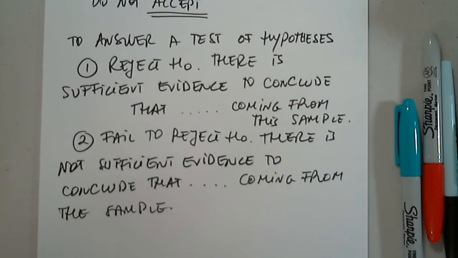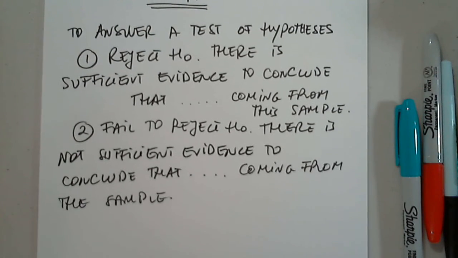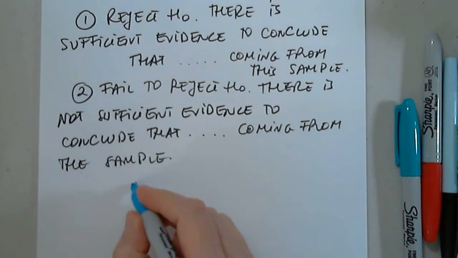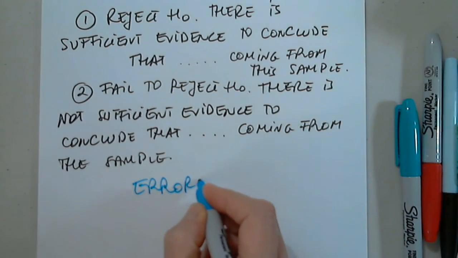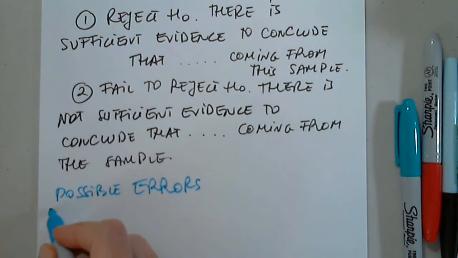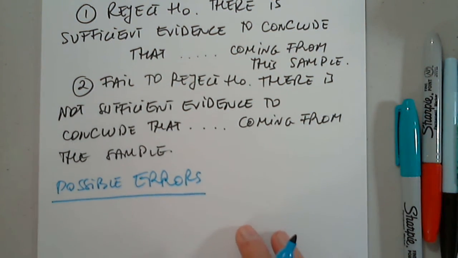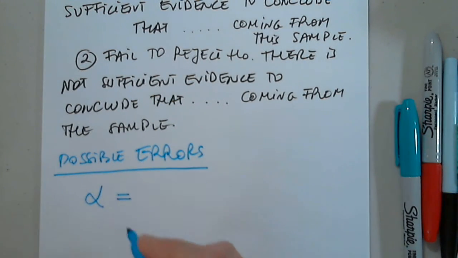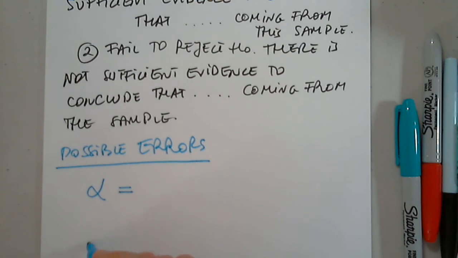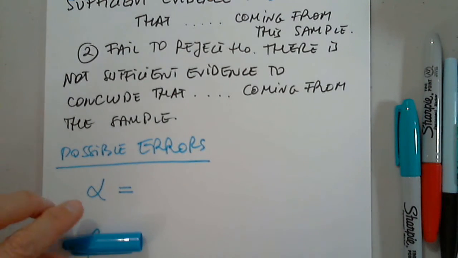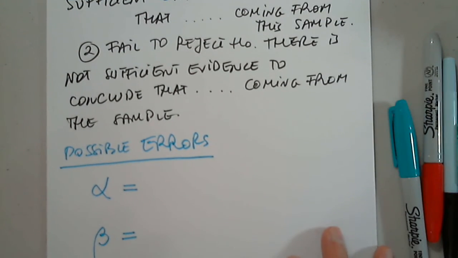One more thing, and I'll come back to that table, graph that I started and didn't finish. Errors. Possible errors. We have alpha, which is a possible error, and beta, which is a possible error. We're not going to do a lot with beta, but I have to explain what beta is.